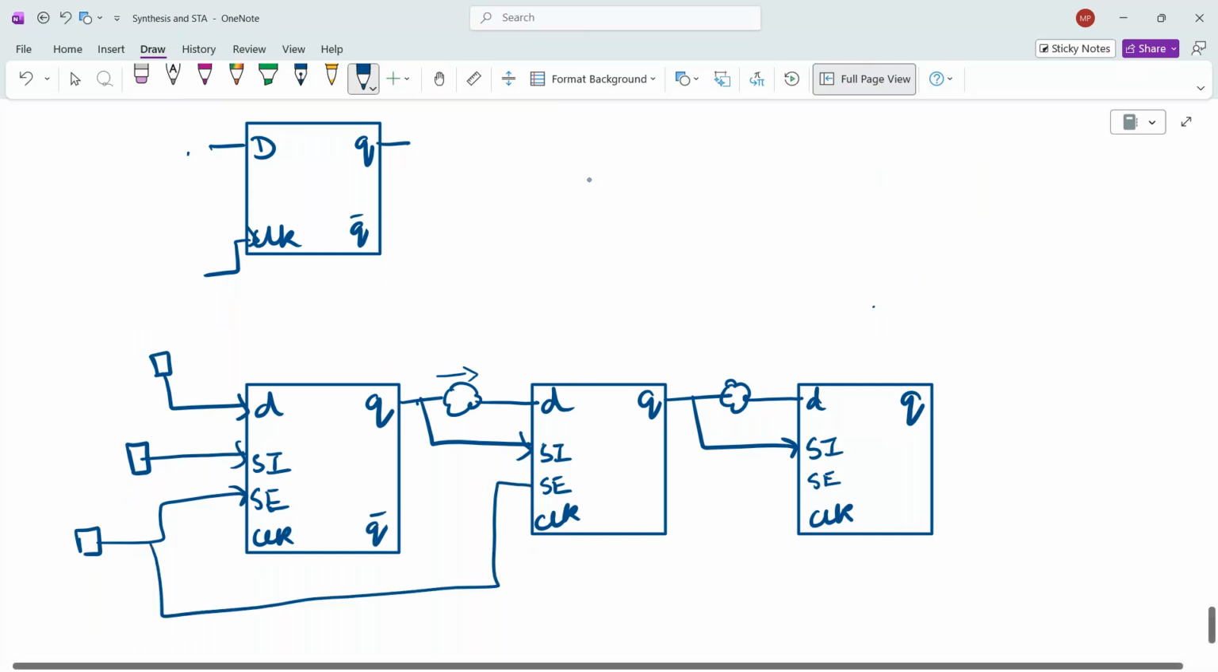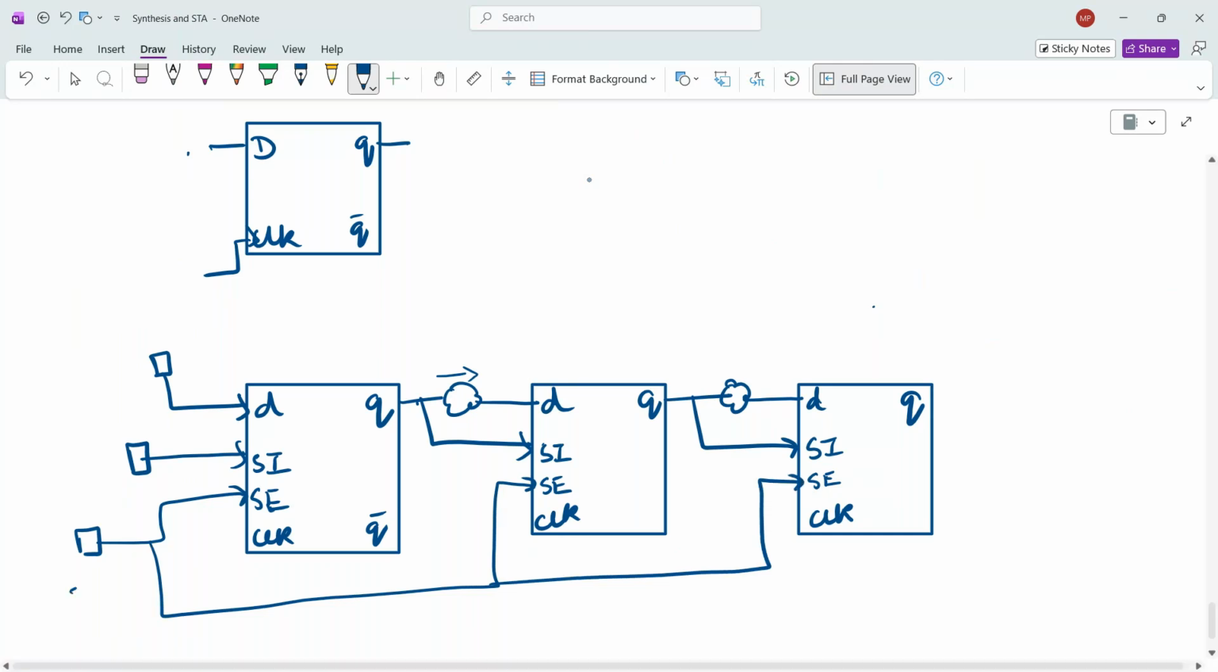That will enable the flip-flop, whether it is working in func mode or test mode, right? So if mode is equal to 1, work in func mode. Mode is equal to 0, work in test mode. So this also we are going to see when we are creating triple MC.